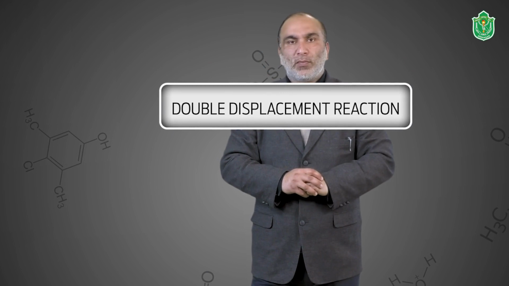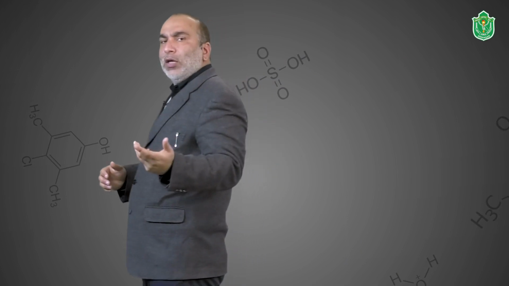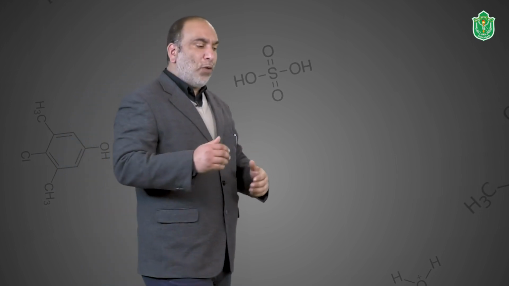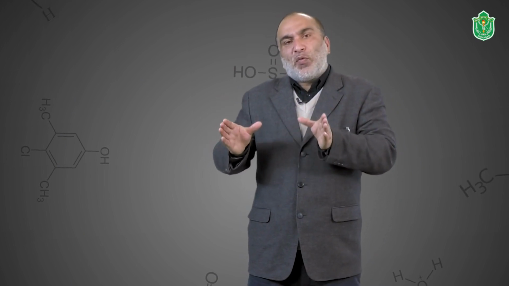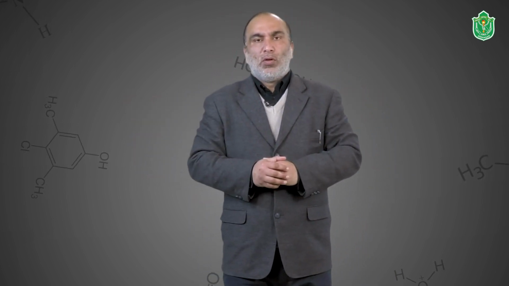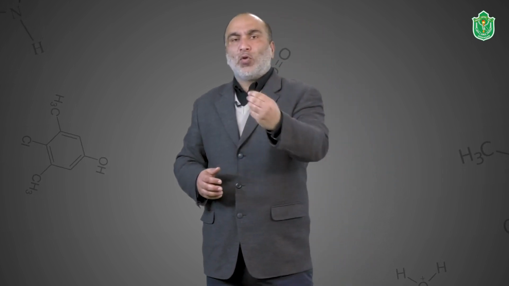Now, after this displacement reaction, we will understand yet another type of chemical reaction. That's called double displacement reaction. The concept of this double displacement reaction is somewhat similar to that of displacement reaction. But here we have to understand this. In double displacement reaction, we have an aqueous solution of two salts. Let me take an example. Let me take an example of barium chloride.